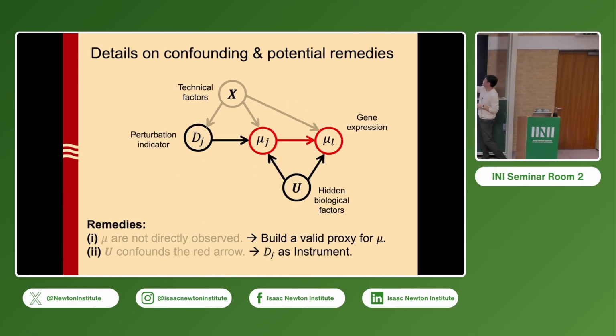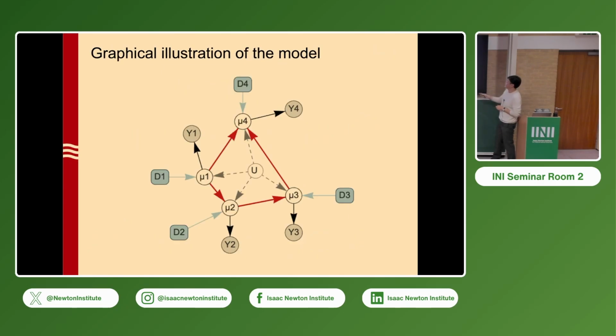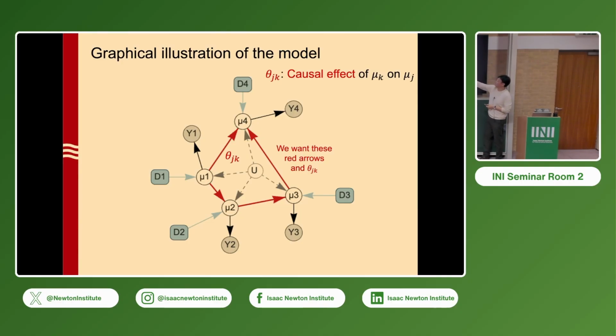So the remedies are using a proxy for this log mu and these Dj as an instrument. This is a graphical illustration of the model that we rely on. We have observations on Y and D. And this mu is the true expression level where the DAG is applied. And we want to learn these red arrows, and also this theta jk, which is the causal effect of mu k on mu j.